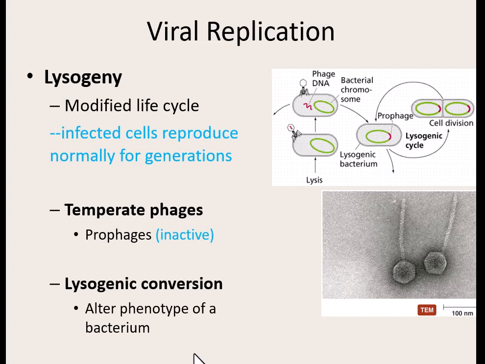Now, when they're just reproducing and not making active viruses, we say they're in a temperate phage, also known as a prophage. Different books use these as interchangeable words. They're just an inactive virus. The virus is not reproducing more viruses at this point.